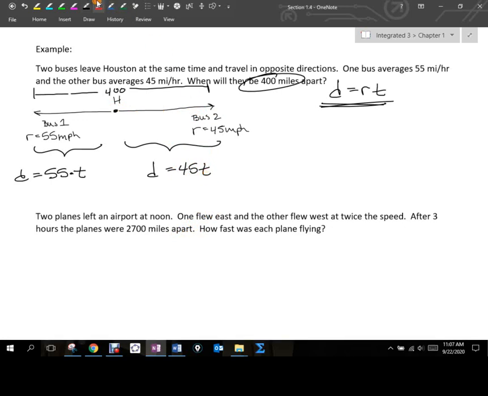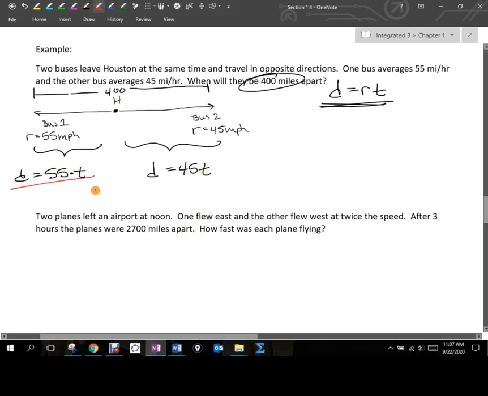So my hope is now that it makes sense that the distance traveled by bus 1, which we call 55t, plus the distance traveled by bus 2, those should be how far apart from one another? 400. What is 55 plus 45? 100. So we get 100t is equal to 400. So t is equal to what? 4.